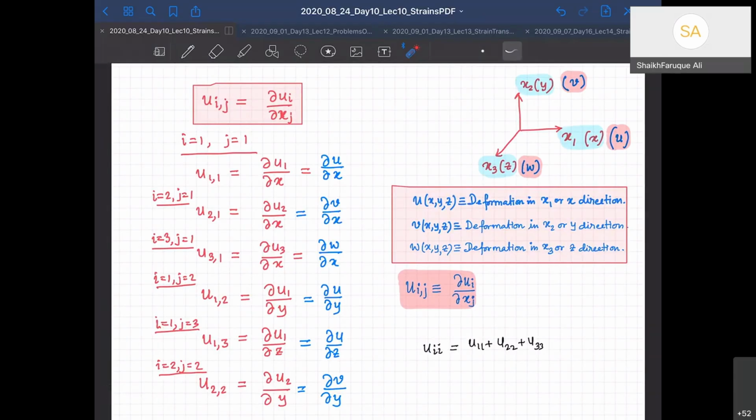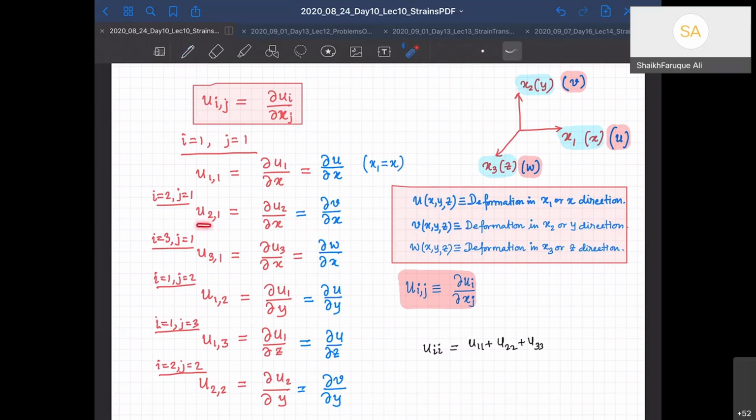Okay, I've written, so x1 is x, x2 is y, and x3 is z, and u1 is u, u2 is v, and u3 is w. That's what we discussed, right? So ui comma j is del ui by del xj. So comma means partial derivative. You are not writing xj here, you are only writing j. So it's short notation. So for i equal to 1 and j equal to 1, it becomes u1 comma 1, so it becomes del u by del x, because this one represents x1. Okay, x1 is x.